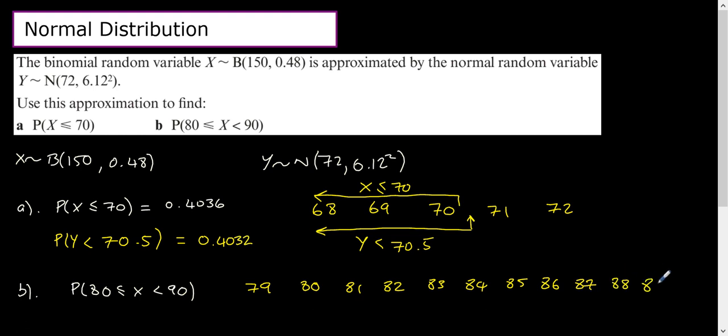88, 89, 90, 91. So we're looking at greater than or equal to 80, but less than 90. So greater than or equal to 80 includes 80, but less than 90 stops short. Okay, so here's my X, greater than or equal to 80, but less than 90, right? There it is.